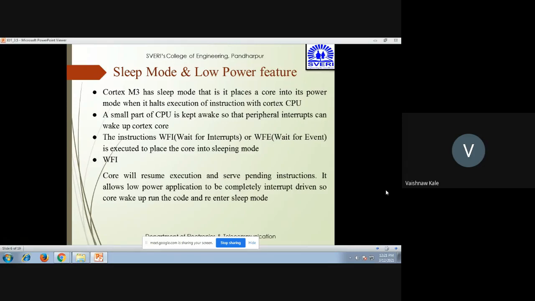Now what does WFI mean and what does WFE mean? Both the instructions are executed in order to keep the core in a sleeping mode. The first one is WFI. The core will resume execution and serve pending instructions. It allows low power applications to be completely interrupt driven. So the core wakes up, runs the code and re-enters into the sleep mode.